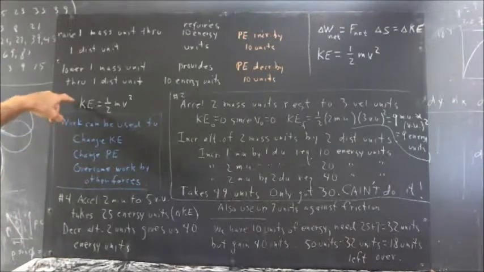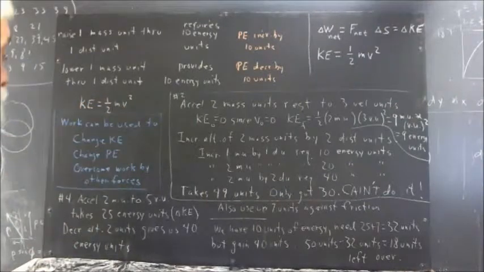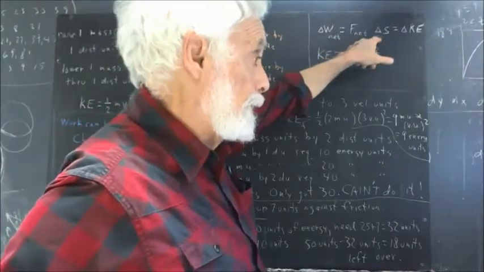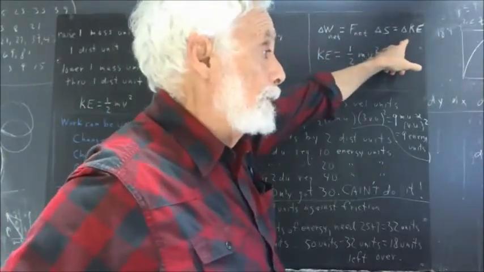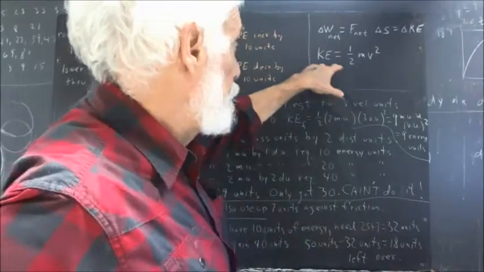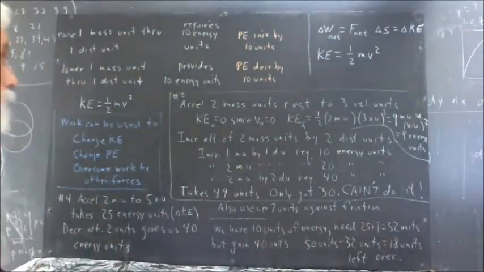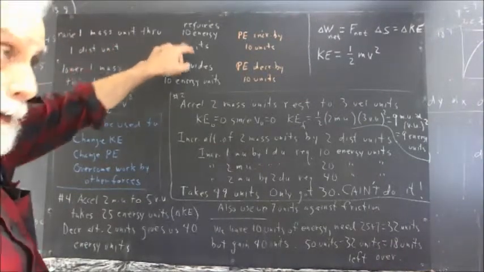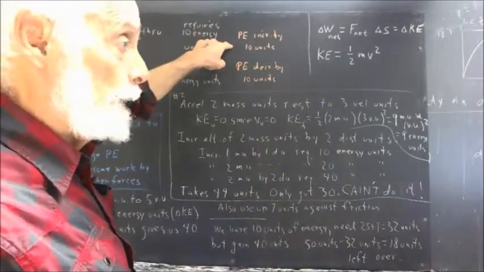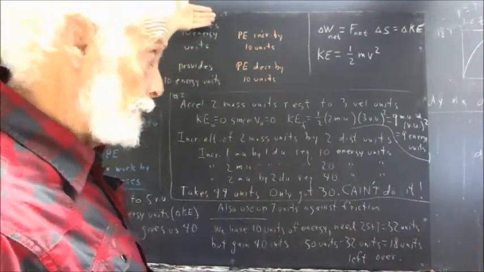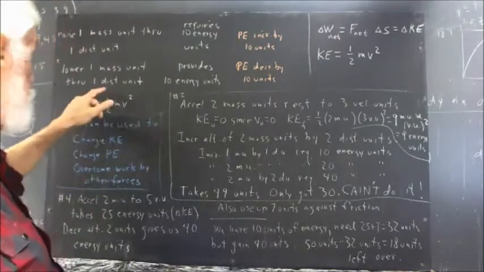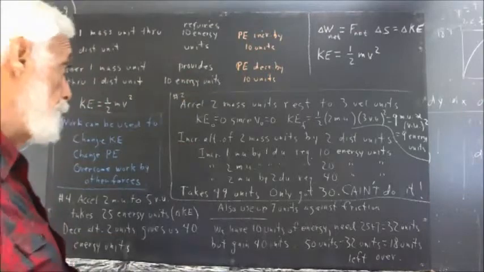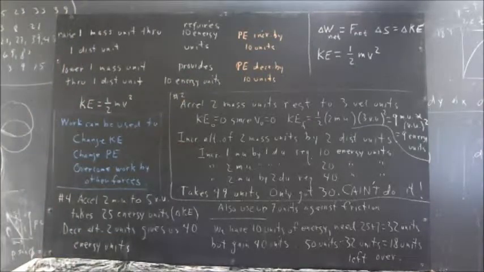Now we also know that kinetic energy is 1/2 mass times velocity squared, and that the work done by the net force is the net force times the displacement delta S, and that equals the change in kinetic energy. And again, kinetic energy is 1/2 mv squared. When we raise 1 mass unit through 1 distance unit, requiring 10 energy units, the potential energy of that mass increases by 10 units. If we lower 1 mass unit 1 distance unit, the potential energy decreases by 10 energy units.